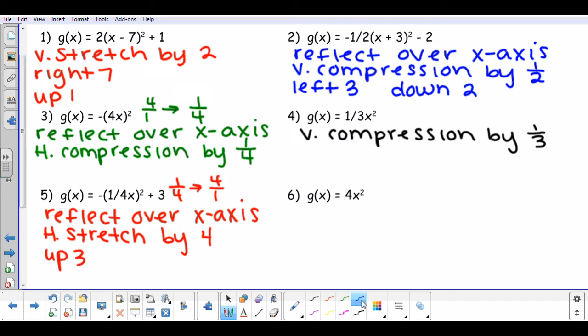Number 6 is very similar to number 4. I have no parentheses again, so I can't have anything horizontal. So that means it's going to be something vertical, and it's bigger than 1, so it's a vertical stretch by 4.